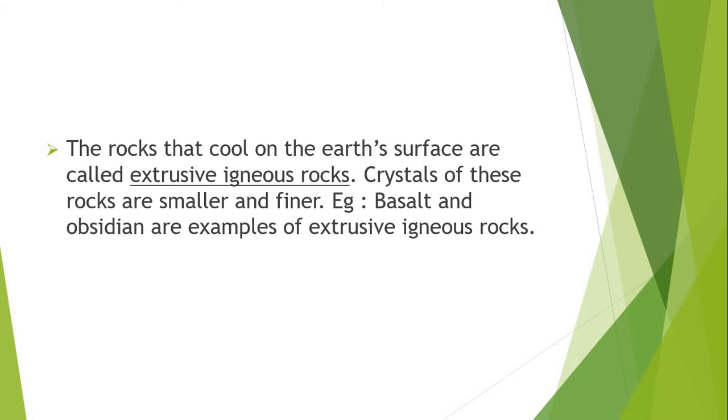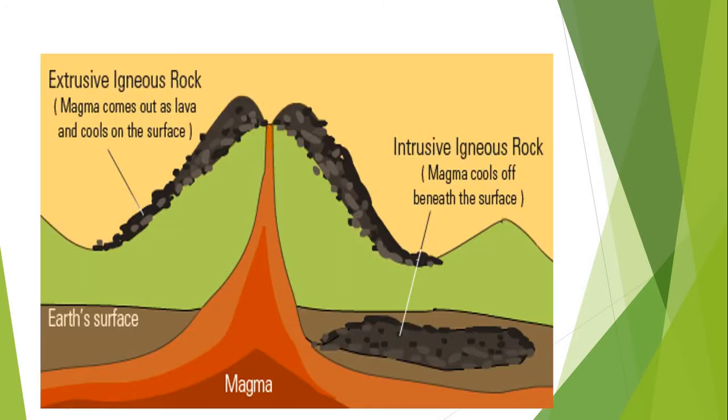The rocks which cool on the earth's surface are called extrusive igneous rocks. Crystals of these rocks are smaller and finer. For example, basalt, one of the best examples for extrusive igneous rocks. Here you can see the picture where it is defining intrusive igneous rock and extrusive igneous rock.